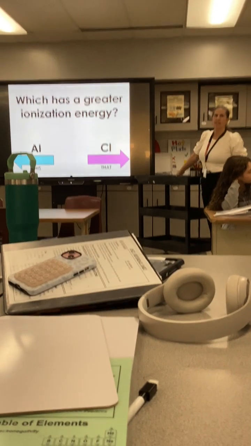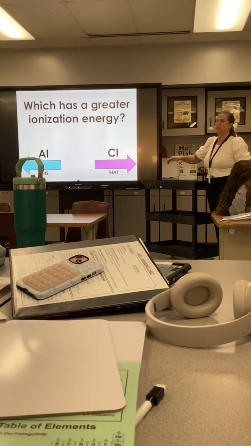Which has a greater ionization energy, aluminum or chlorine?